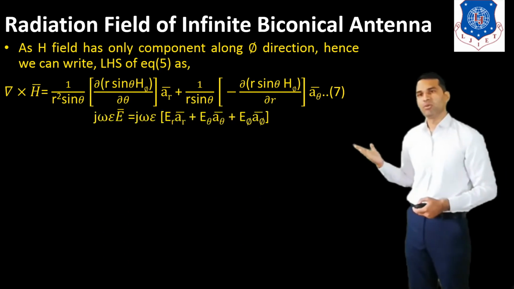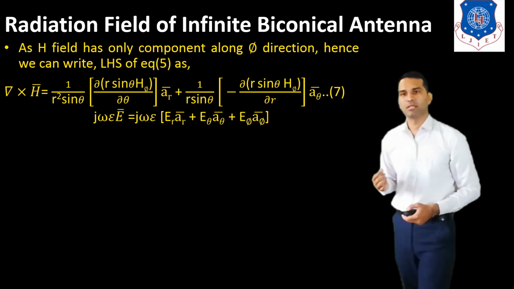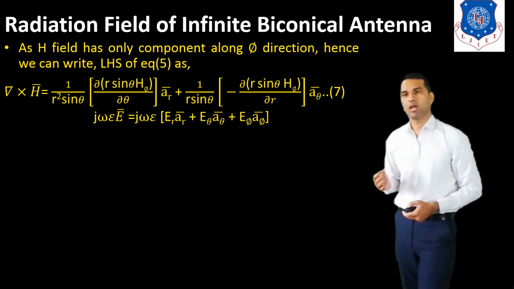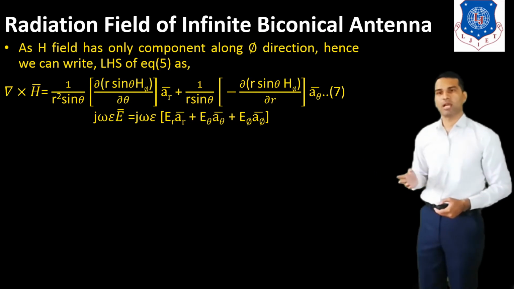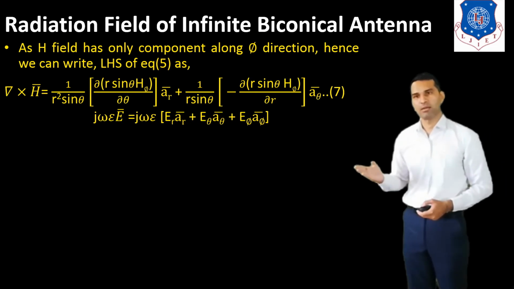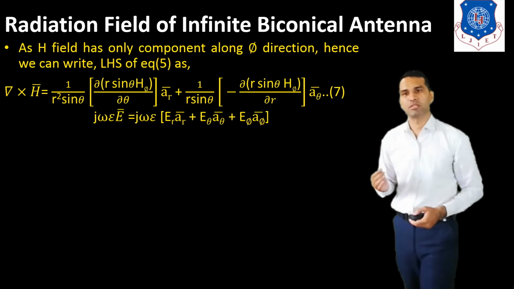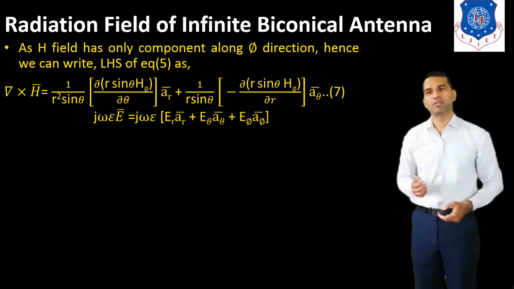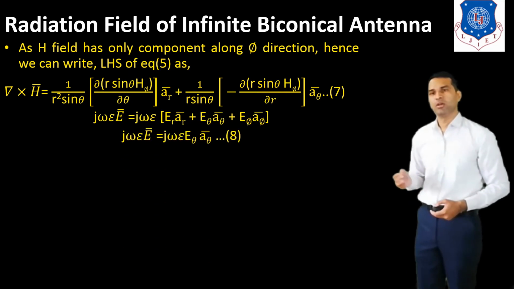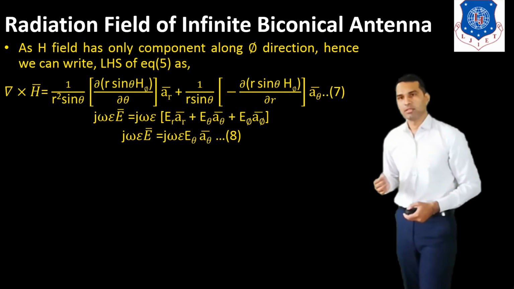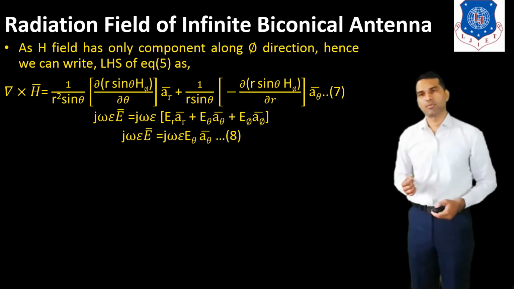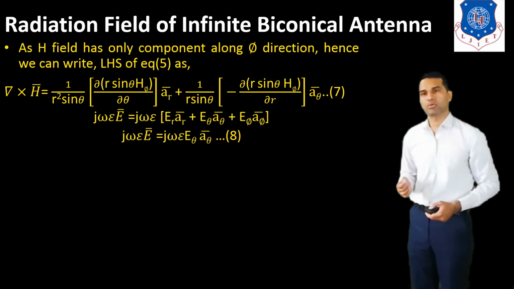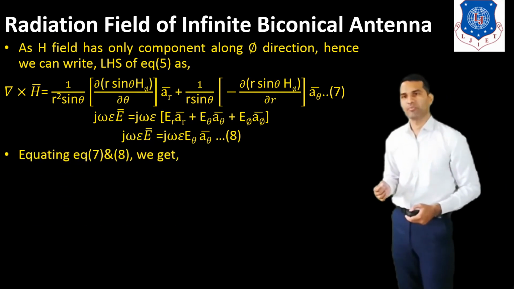We can also write the electric field term as j omega epsilon E, which is j omega epsilon times E in r, theta and phi form, that means E r a r plus E theta a theta plus E phi a phi. And we know that this is the only theta term, so we can write j omega epsilon E is equal to j omega epsilon E theta a theta.